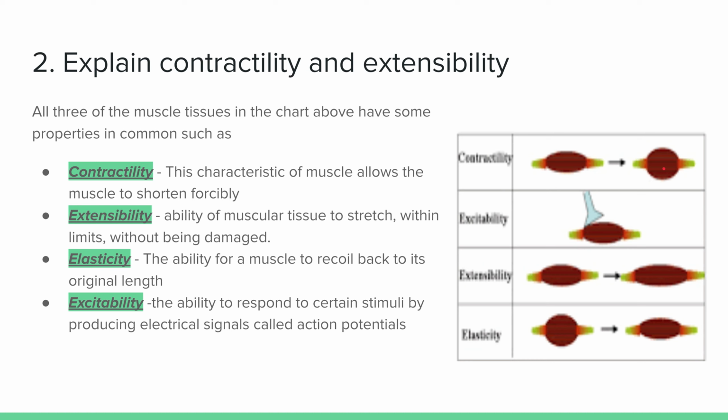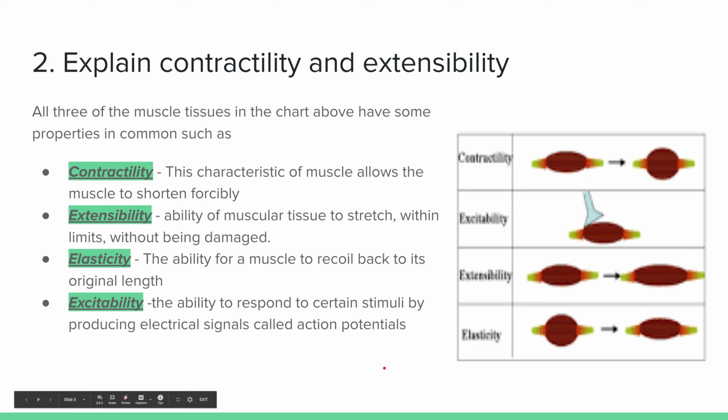Next we have extensibility. That is the ability for muscles to be stretched without being damaged. You don't see any damage here, it's just being stretched to a regular amount. Elasticity is the ability of the muscle to recoil back to its original length. We saw over here that it's lengthening or contracting. The ability for it to go back to regular without having any problems is elasticity. That's a really important characteristic which we will go on to later in these videos.